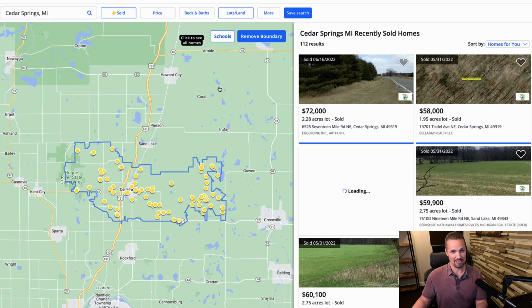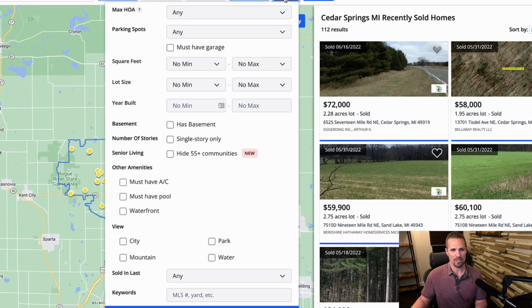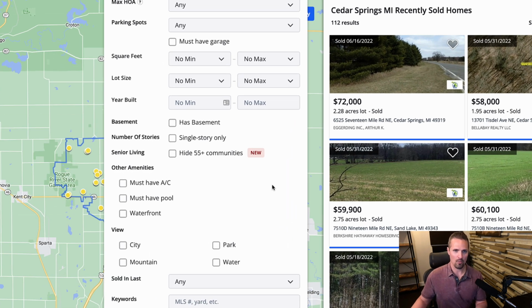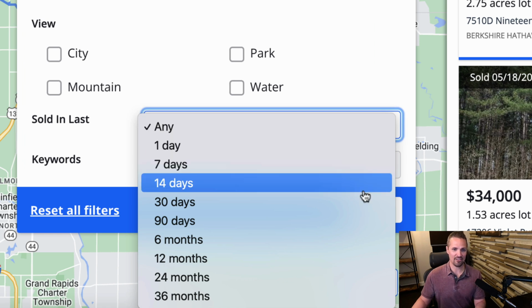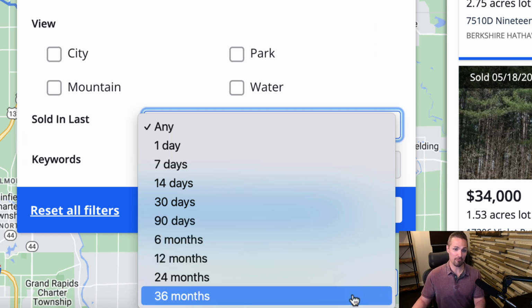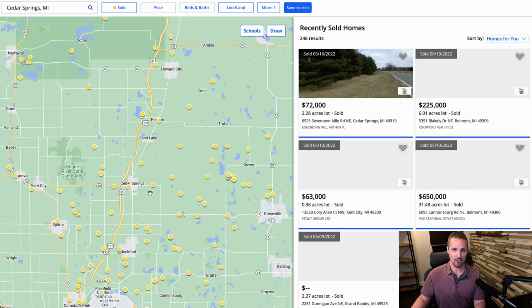And it looks like there's actually a fair number of them here, just looking at this map alone. And if we go over here to where it says more, we can get a lot more specific about what types of vacant lots we want to see in here that are actually sold. Probably the two most notable things we can adjust here are, first of all, sold in the last how many days? Do we want to go back 1 day, 7 days, 6 months, 12 months, 3 years if we want to? And the more you narrow it down, you'll notice you'll get a lot fewer results over here.